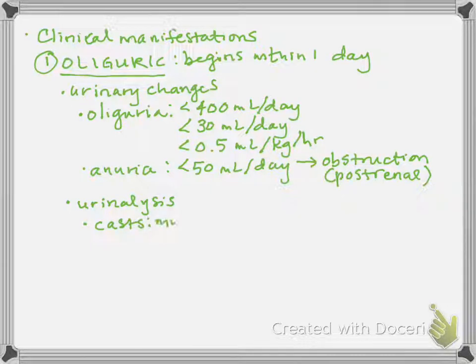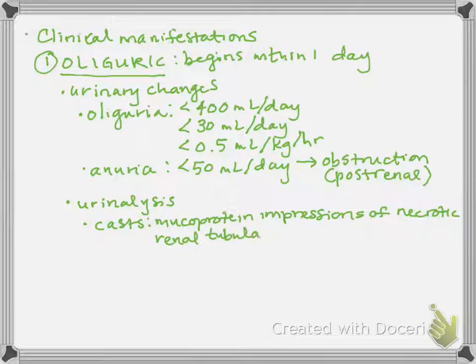Now, casts are mucoprotein impressions of necrotic renal tubular epithelial cells, and they slough off into the urine, and this indicates acute tubular necrosis. This will be apparent in intrarenal damage, that there is some sort of nephrotoxic process going on, some sort of injury to the epithelial cells that make up the nephron. It's a very delicate structure. They are single cell thick.